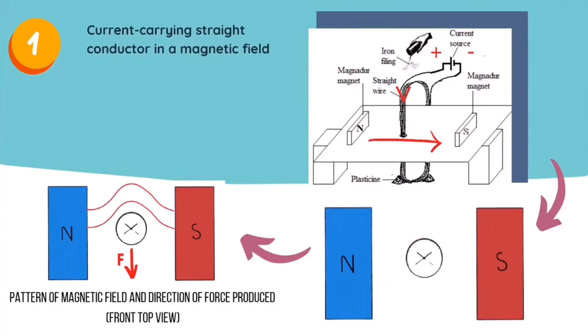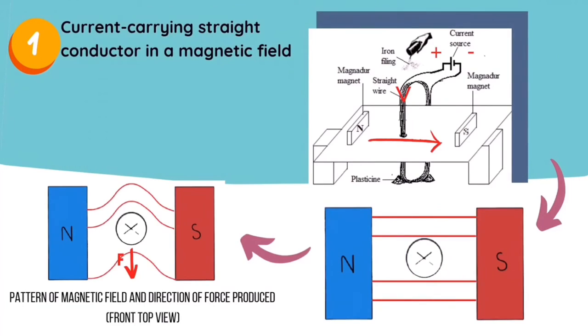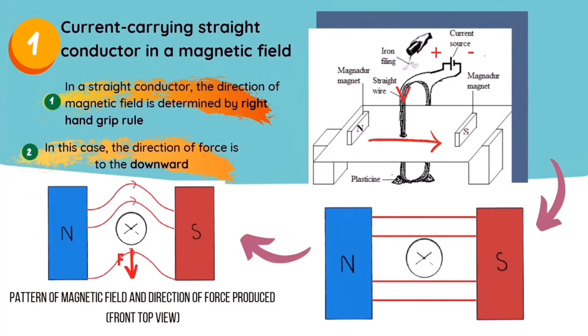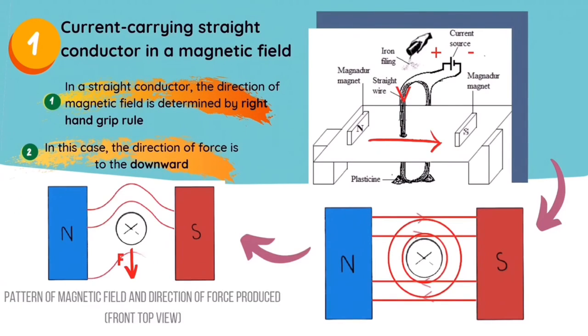So first is current-carrying straight conductor in a magnetic field. As the name suggests, a straight wire only allows current to move in one direction, and in this case, it's moving in downward motion. To keep it simple, we know that the magnetic field of a permanent magnet moves from north to south. The cross symbol symbolizes into the page motion.